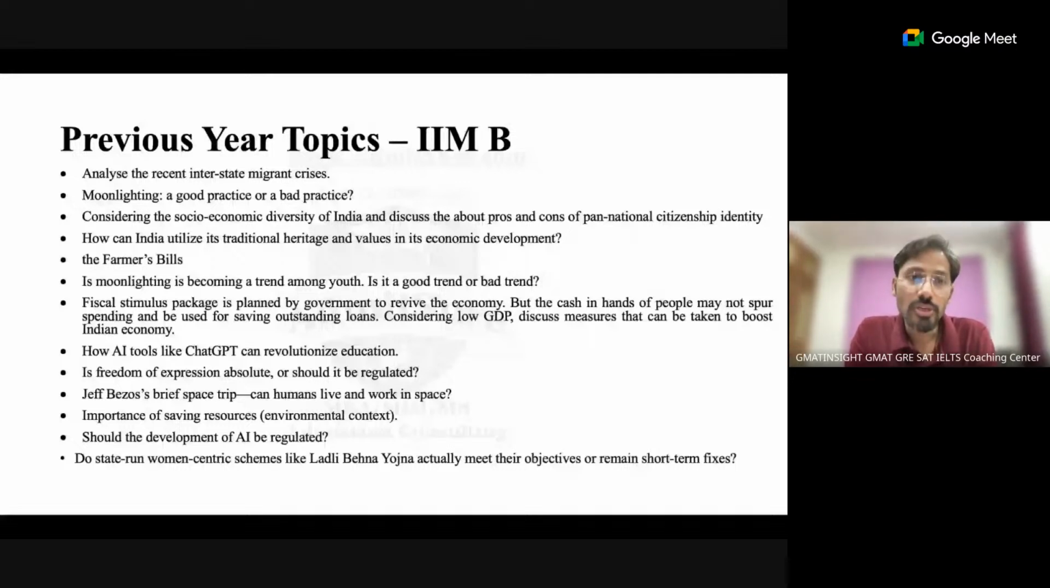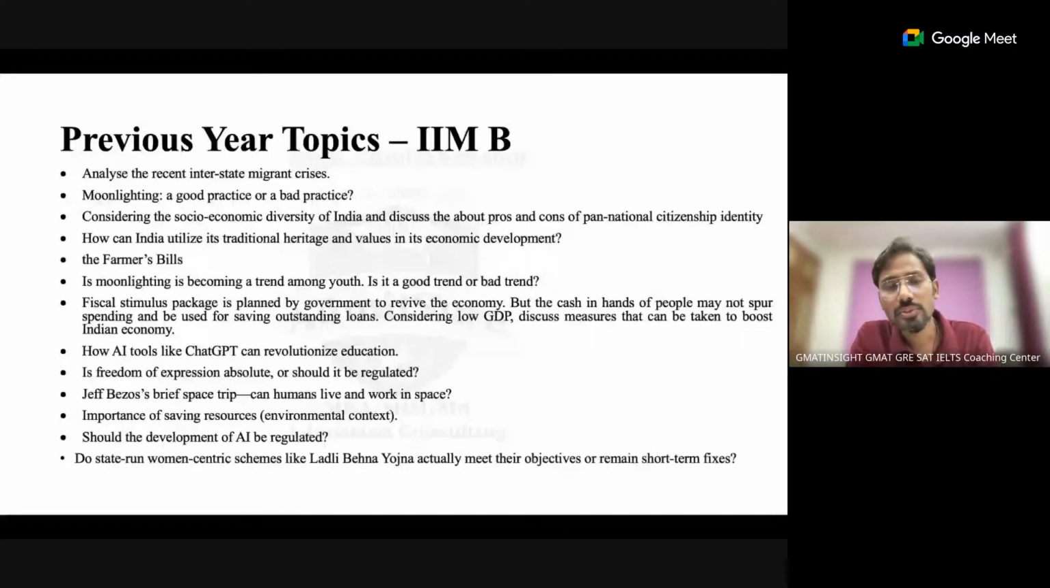The third point is, considering the socio-economic diversity of India, discuss the pros and cons of a pan-national citizenship identity. Now you understand this is very easy to structure, because you just have to clearly give the introduction, there are some pros, some cons, and finally you give the conclusion. So the third kind of topic is very plain vanilla. You should never have any sort of problem in this.